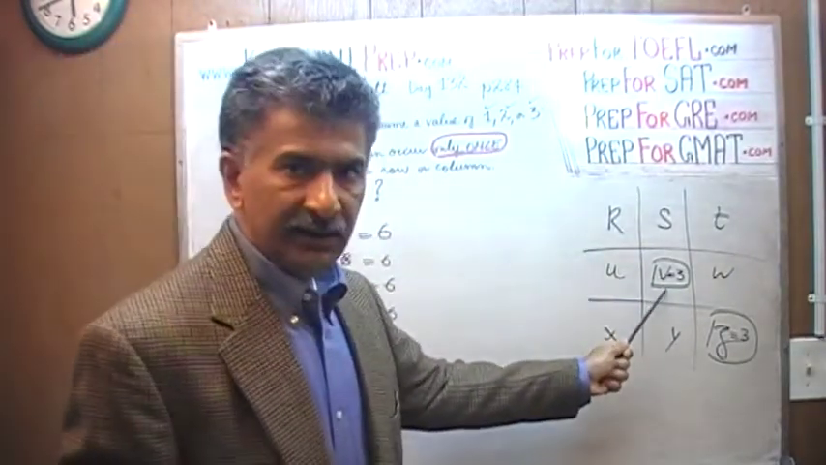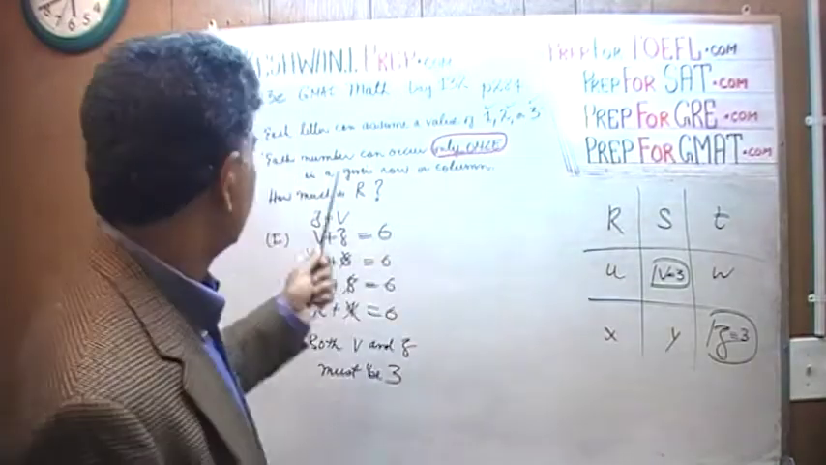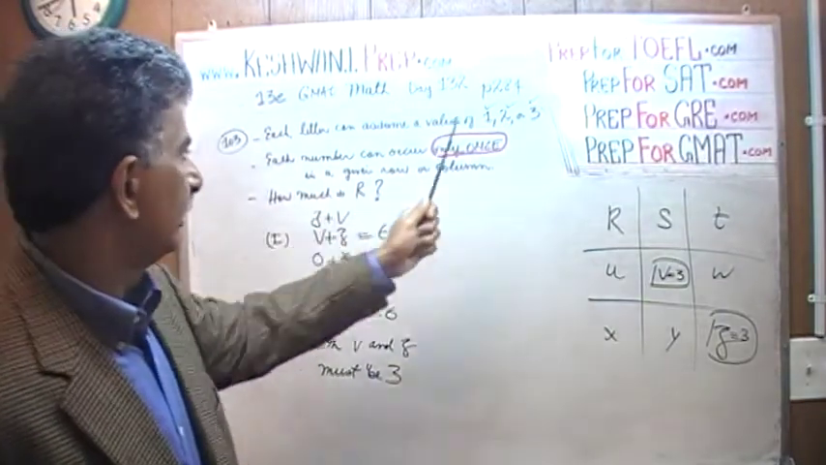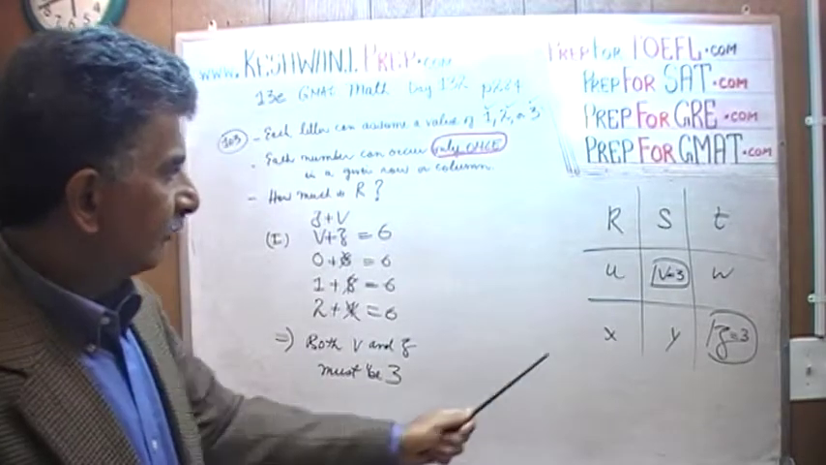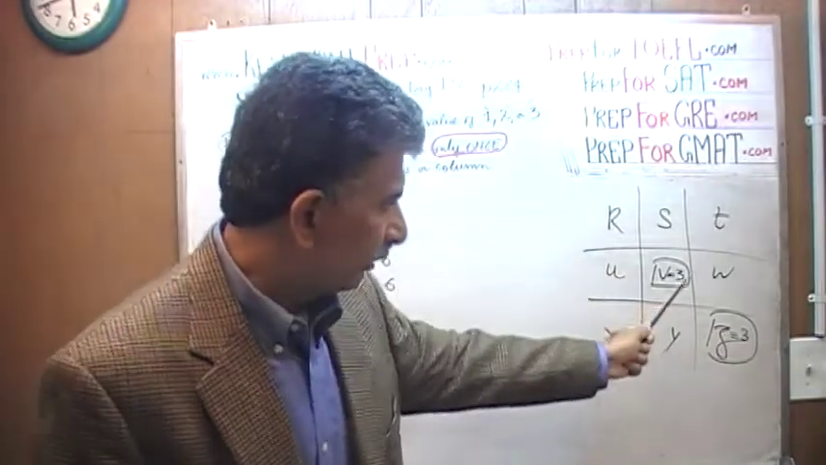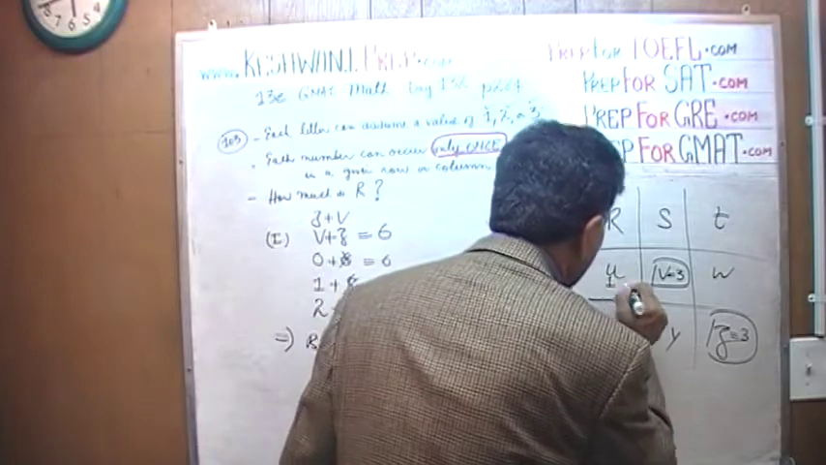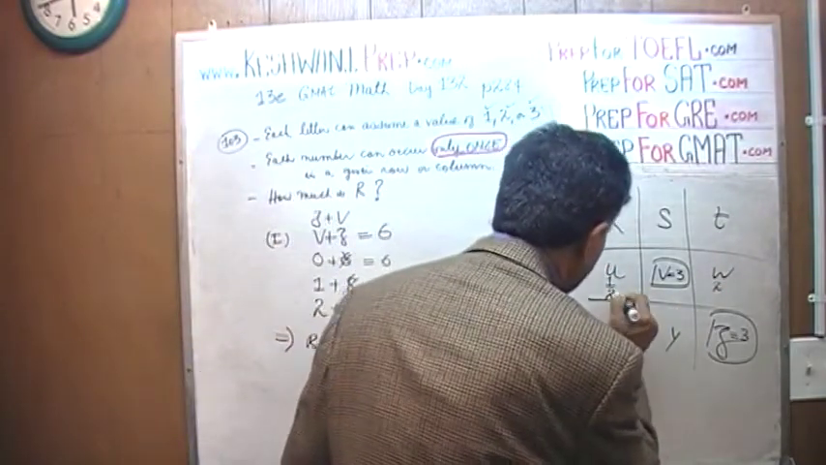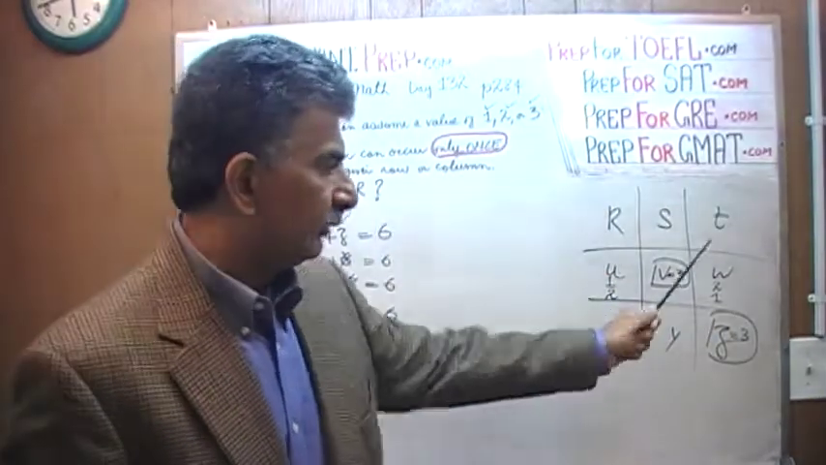If V is 3, and since we are told that each number can assume a value of 1, 2, and 3, and each number can occur only once in a given row or column, we already used up 3 for V here in the second row. Which means either U is 1 and W is 2, or U is 2 and W is 1. Those are the only two possibilities for U and W.